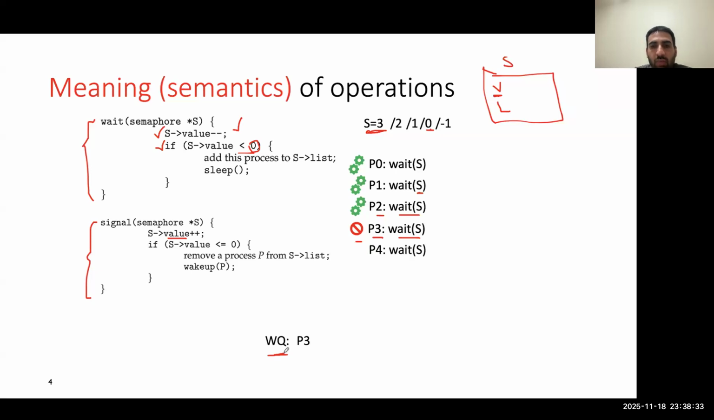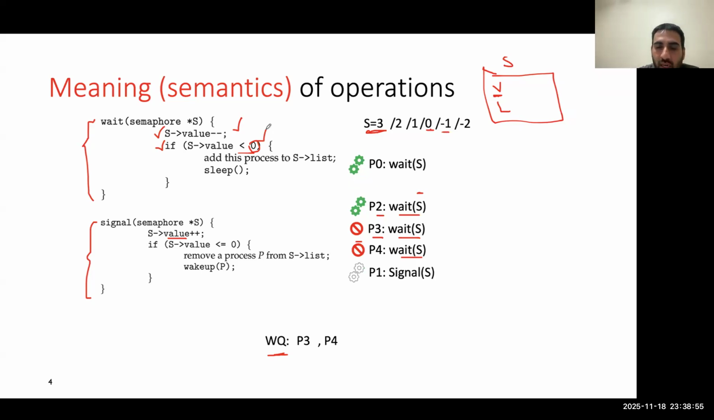If another process P4 executes wait again on the S, what will happen is that again the value of the S will be decremented. So this time it will become -2, which is again less than 0. So P4 will now be blocked, and it will also be placed in the wait queue.